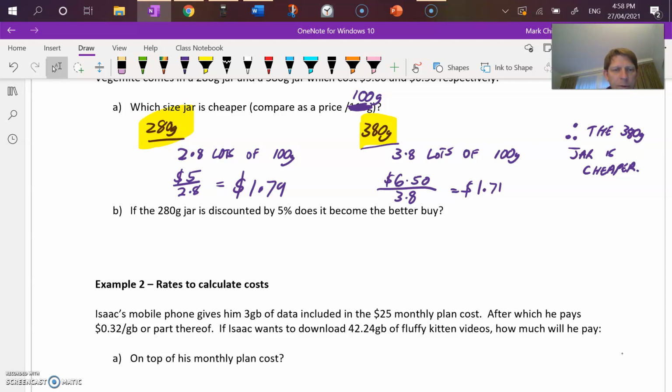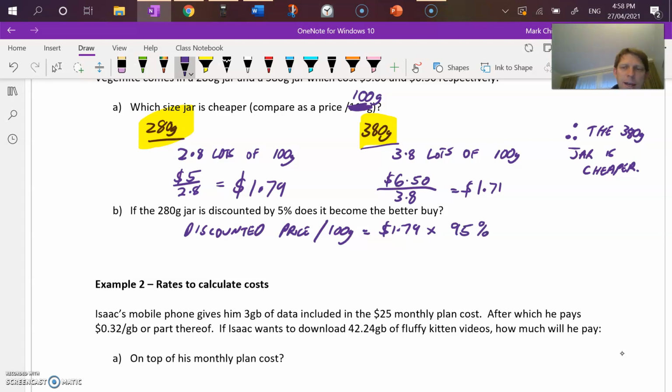Okay, taking 5% at the end is just the same as taking 5% at the start and doing it all over again. So in this particular case, to find out what it would be if it was discounted by 5%, the discounted price per 100 grams is going to be that $1.79 times 95%. You can find 5% and then take it off, but a better way is to think about it in terms of if it's discounted by 5%, then there's 95% left.